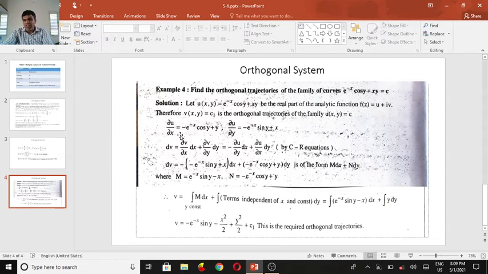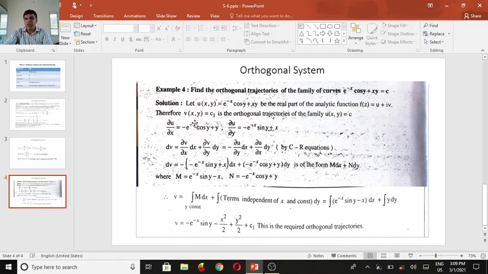The same way you are expressed in terms of the form u of x, y. Suppose this function is a C1 function u of x, y. Let u of x, y equal to e power minus x cos y plus xy be the real part of an analytic function f of z equal to u plus iv. You are choosing in the complex variable the real part as given.